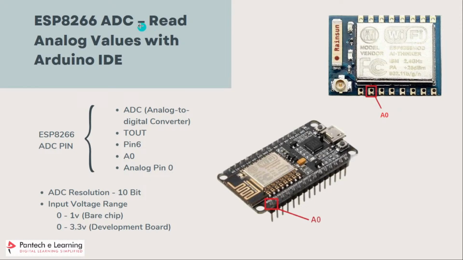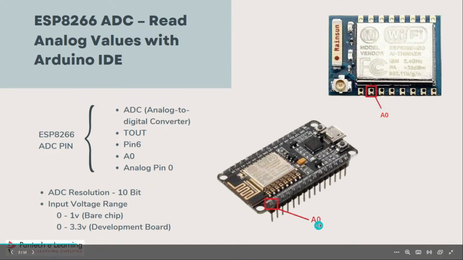So first one is ESP8266 ADC. We are going to read analog values with Arduino IDE. The ESP8266 12E has one ADC pin that is easily accessible. This means that those ESP8266 boards can read analog signals. When referring to the ESP8266 ADC pin, you will often hear these terms interchangeably: ADC, T out, pin 6, A0, analog pin 0. All these terms refer to the same pin in the ESP8266, which is the A0 pin.